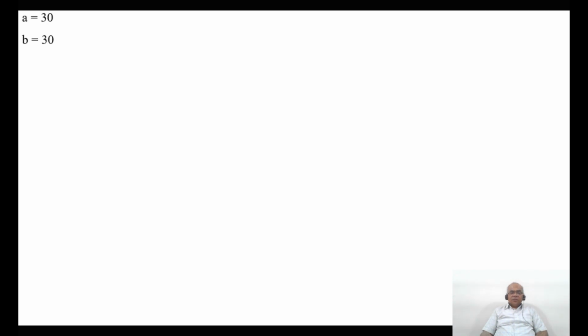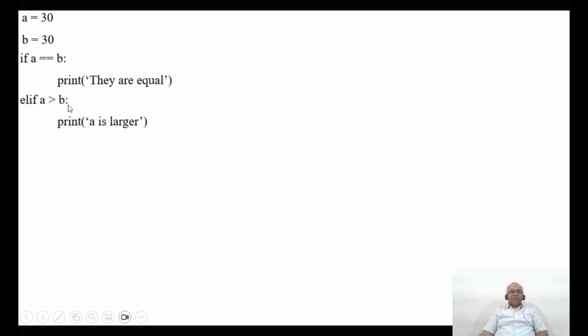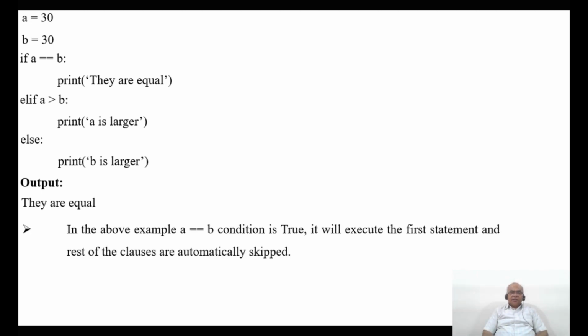So for that reason, now in this case, if a is equal to 30 and b is equal to 30, if a is equal to b, that means 30 is equal to 30, yes they are equal. If a is greater than b, print a is larger, else print b is larger. So in this case, we should have the third condition, where b is larger. But here the output you will get is a is equal to b, so they are equal. Similarly, in the above example, a is equal to b, the condition is true, it will execute the first statement and skip all other statements of the clauses.